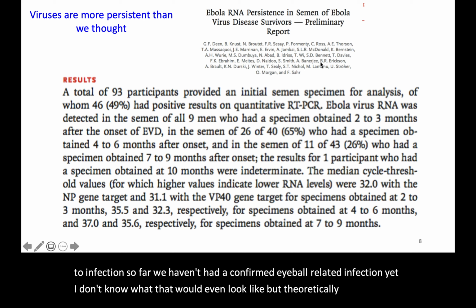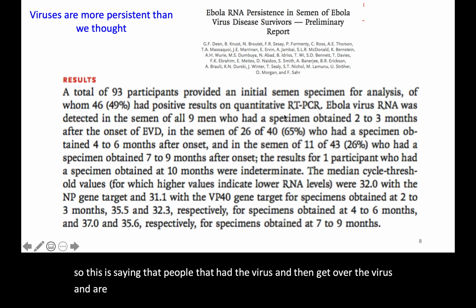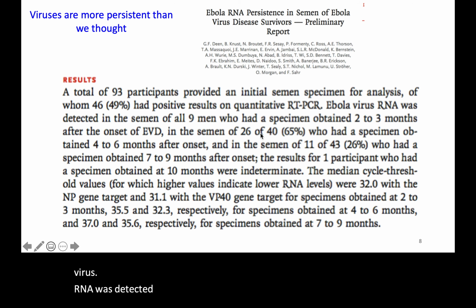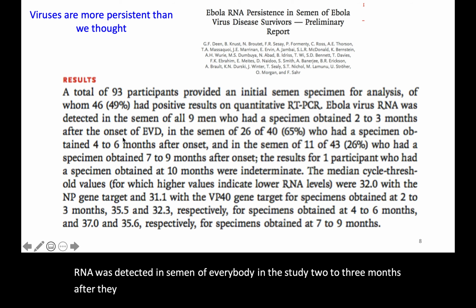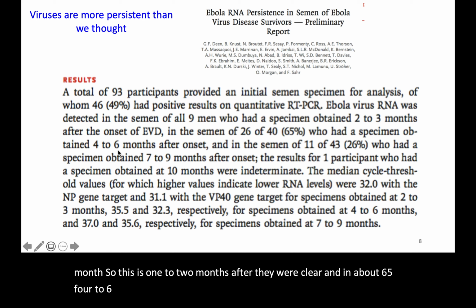And so this is saying that of people that had the virus and then get over the virus and are negative by RT-PCR, which is a way to count copies of RNA, and it's the same sort of test they do to detect coronavirus now. The Ebola virus RNA was detected in semen of everybody in the study 2 to 3 months after onset of Ebola virus disease. So Ebola also lasts about a month. So this is 1 to 2 months after they were clear, and in about 65%, 4 to 6 months after onset. So the virus is hanging out for 5 months, and plenty that were 9 months after getting the disease.